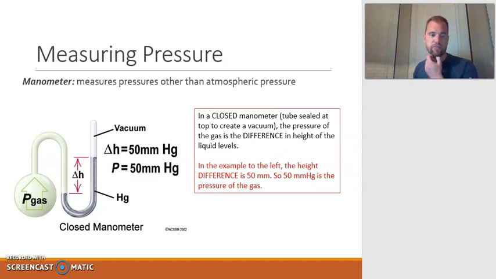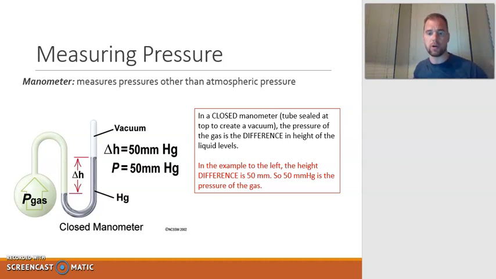Another way to measure pressure for a gas is a manometer. And so manometers are ways that we can measure pressures of gases other than atmospheric pressure. Specifically, maybe you're doing an experiment and you're trapping a gas inside a particular vessel, and you want to be able to measure what the pressure is. So to do that, there's actually 2 types of manometers. There's closed manometers and open manometers.